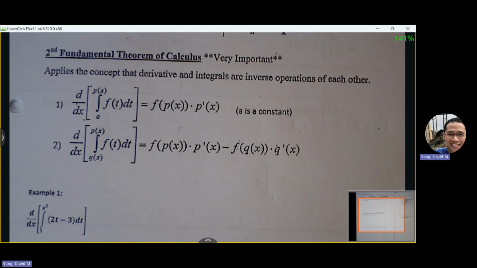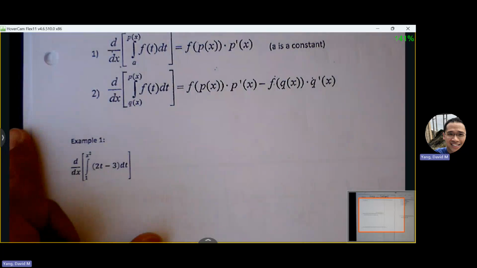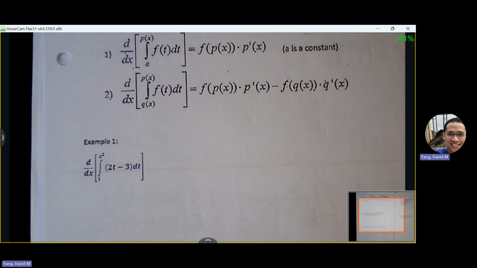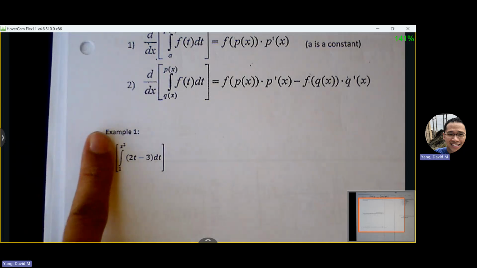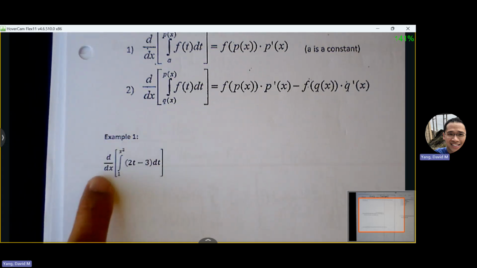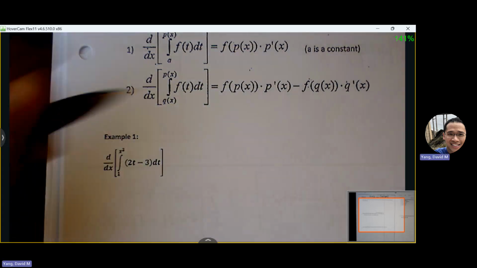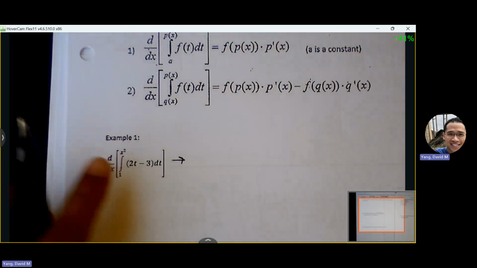So it feels abstract, so I want to convince you that this is a nice shortcut. So let's do it the more straightforward way. Okay, let's ignore this shortcut and just do the problem the straightforward way. So here's example 1. Ignore the derivative. Let's just do the definite integral from 1 to x squared of 2t minus 3. And then after that is done, we'll turn around and do the derivative of that.